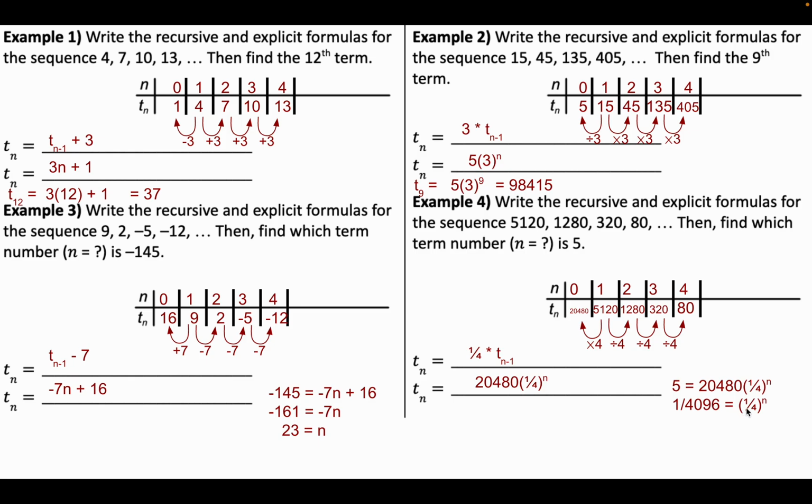Okay, and then we're going to rewrite that as a logarithm. So I'm going to say the log of base 1/4. So notice 1/4 is the base of my exponent. It's also the base of my logarithm. Log base 1/4 of 1 over 4,096. Put all that in parentheses, equals n.